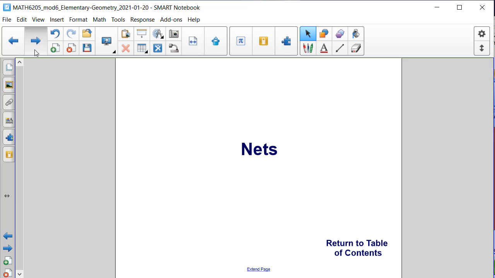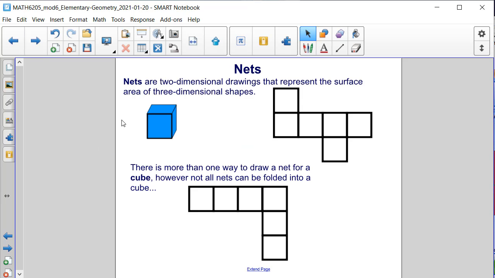Nets. Nets are two-dimensional drawings that represent the surface area of three-dimensional solids.